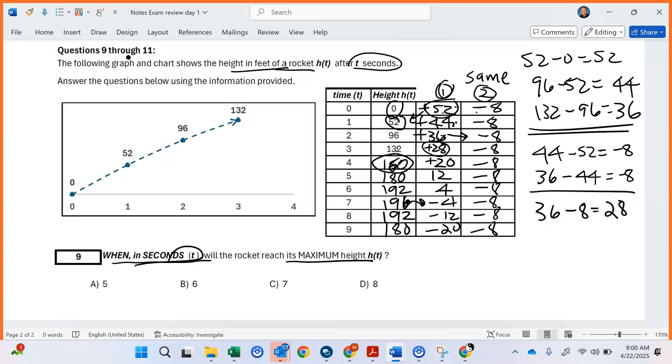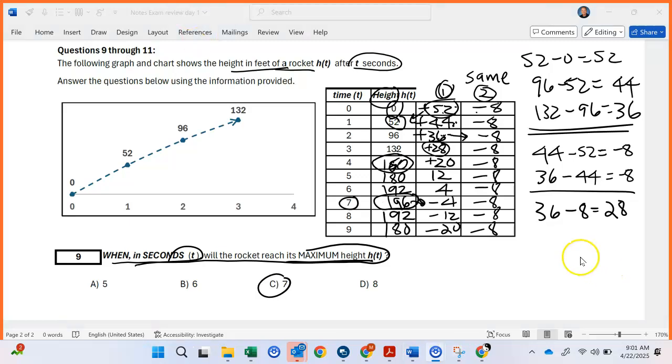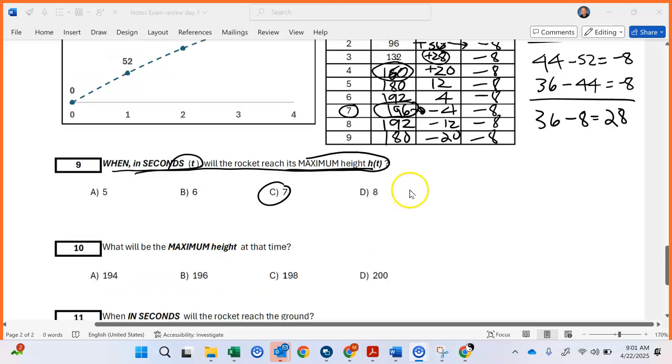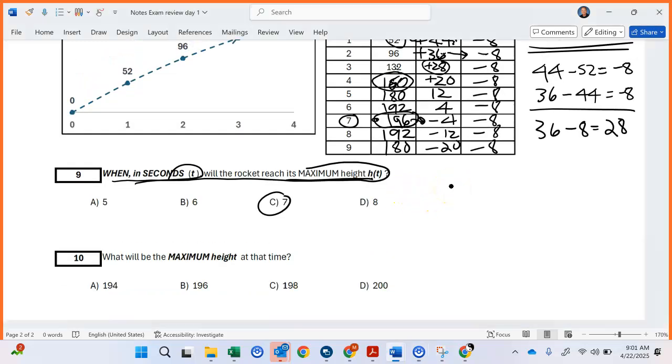Because the first question is, when in seconds is the maximum height? Well, the maximum height is the biggest number here, right? What's the biggest number? 196. When? At 7 seconds, okay? That's how we use our table, okay? What's the maximum height? Like I said, it's already the one over here, so 196.